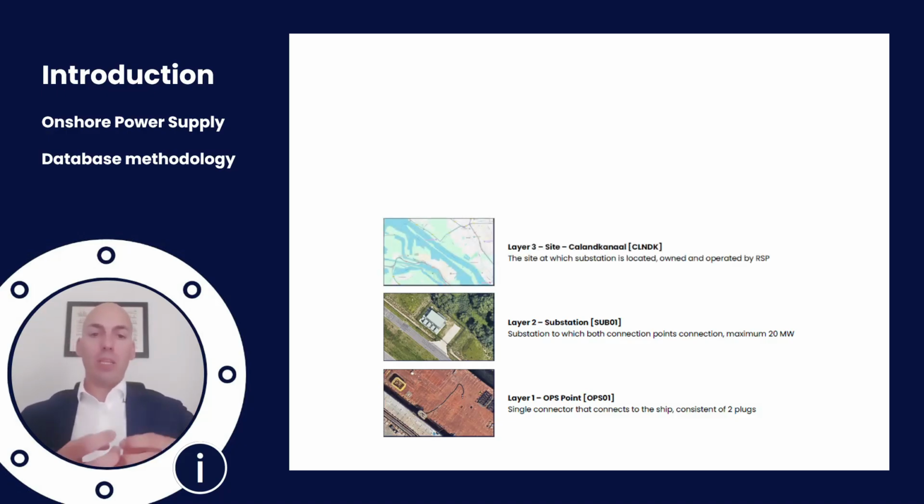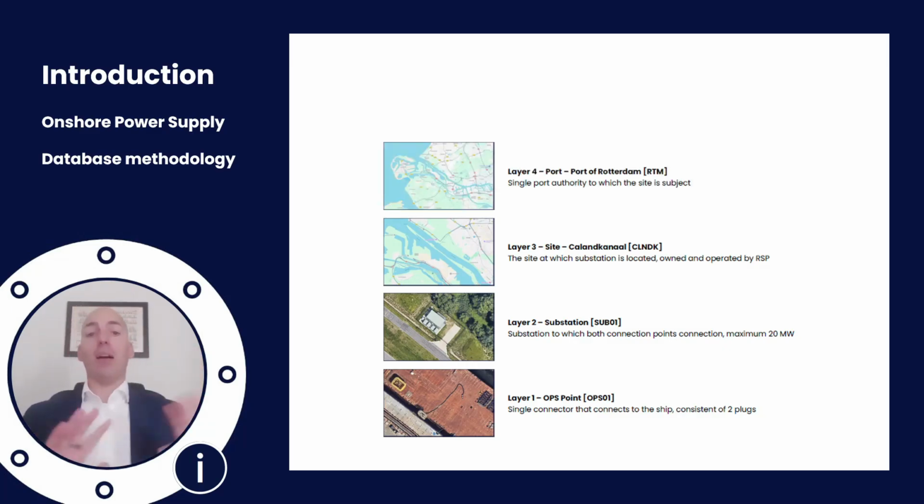Then we have the entire layer, the site, so that's at the Calland Canal. In this case we have 1 substation, 2 connection points, that's it, but we could maybe have multiple. But that layer, that site, that's where price is defined, because the ship moored at that site needs to pay a specific price.